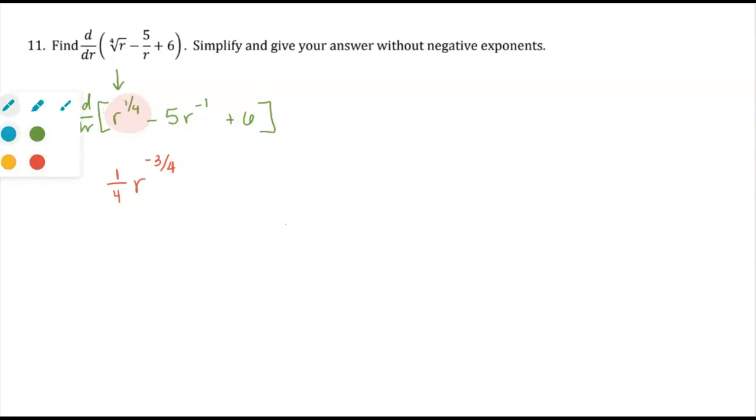Same thing with the next one, right? Now we're going to take the derivative of negative 5r to the negative 1. So we'll bring the negative 1 down. Negative 1 times the negative 5 is a positive 5. And then we'll subtract 1. So this is r to the negative 2.